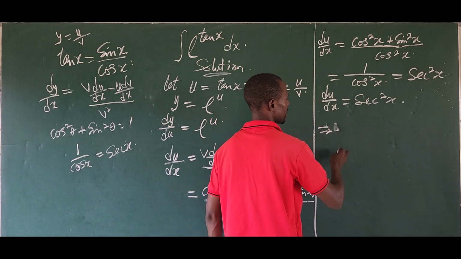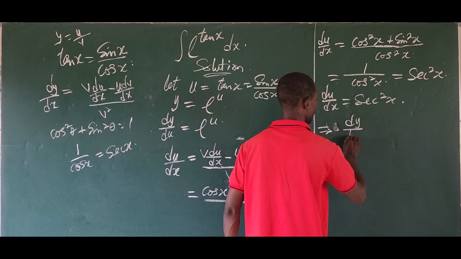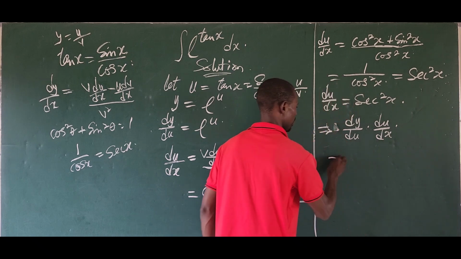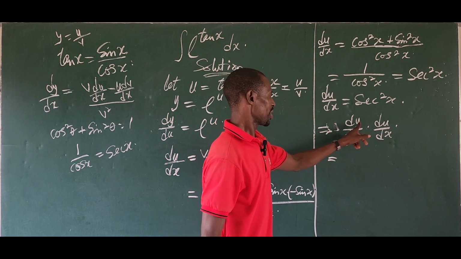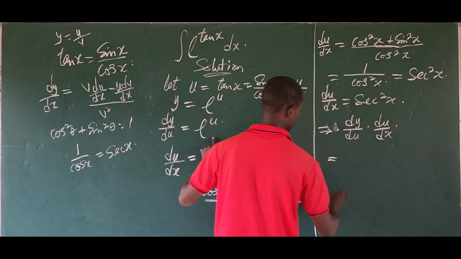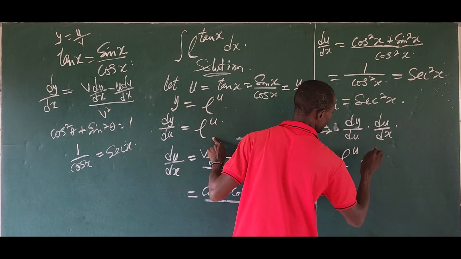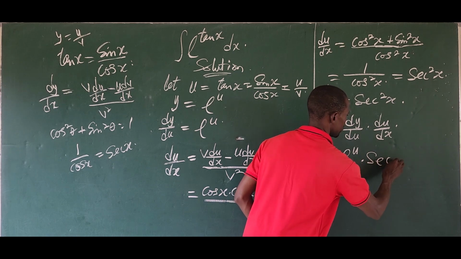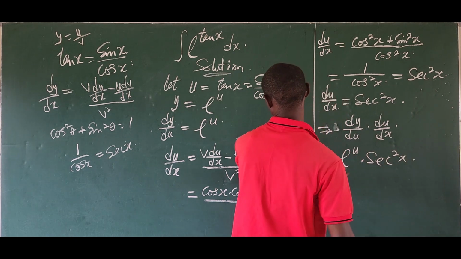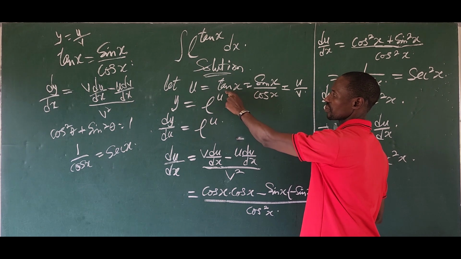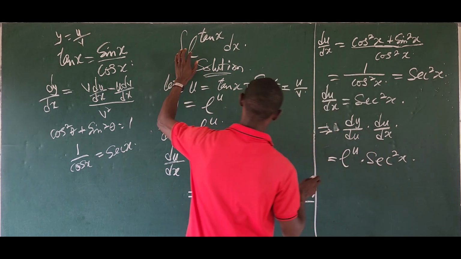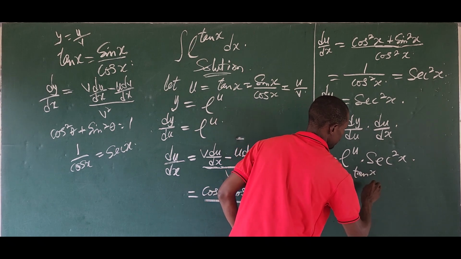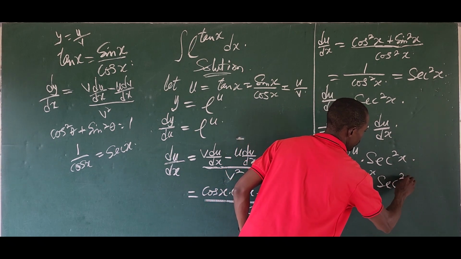So this now implies that dy/du times du/dx will now be equal to, look at our dy/du, e to the power of u times our du/dx, which is sec squared x. But what is our u? We said our u is equal to tan x. So therefore, we can now substitute to give us e to the power of tan x times sec squared x.